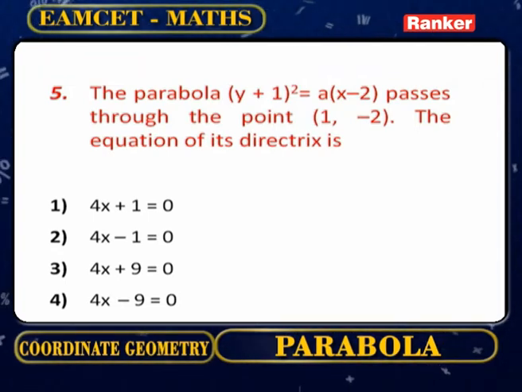The parabola (y plus 1) whole square equals to a into (x minus 2) passes through the point (1, minus 2). Then the equation of its directrix. Given the parabola passing through (1, minus 2).